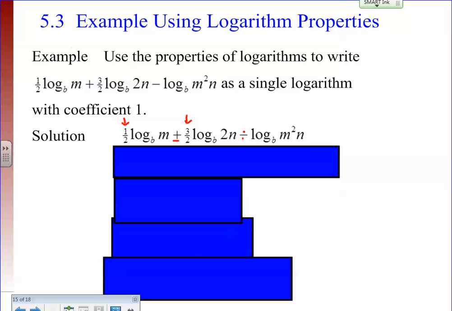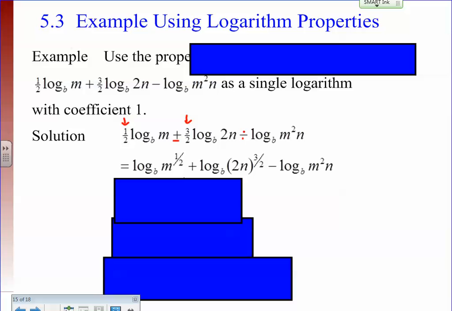Okay, so we have to remember those rules in logs about the power, the product, and the quotient rule. So they first applied the power rule. They put that m to the 1/2 in parens, and n to the 2/3, and we didn't do anything with the last log b because it was okay the way it was. We didn't have any powers in front of that.